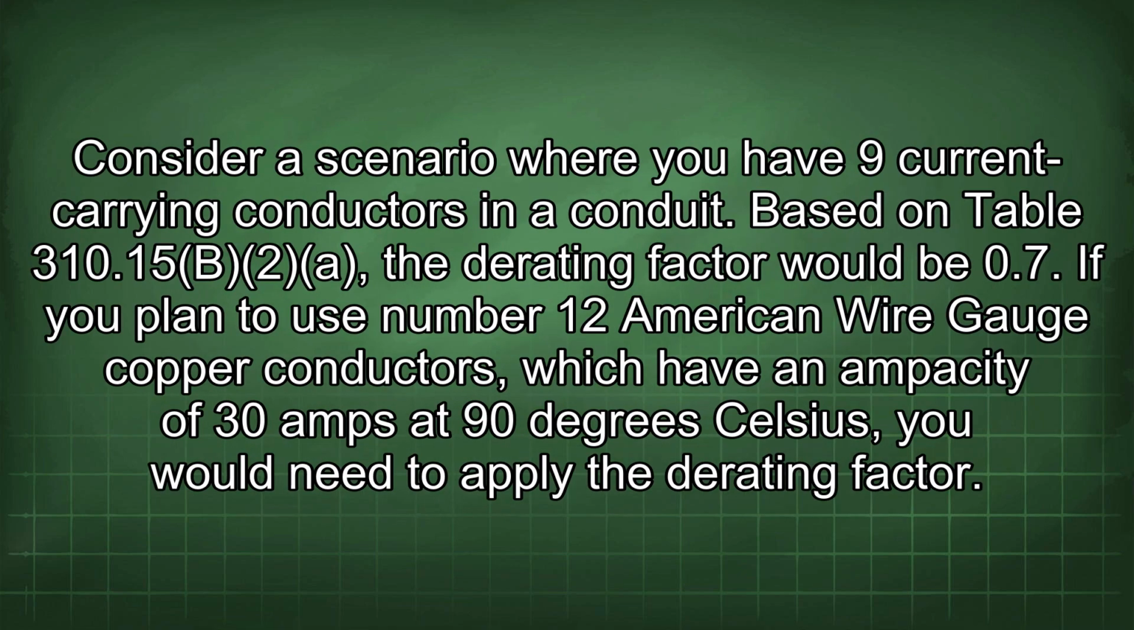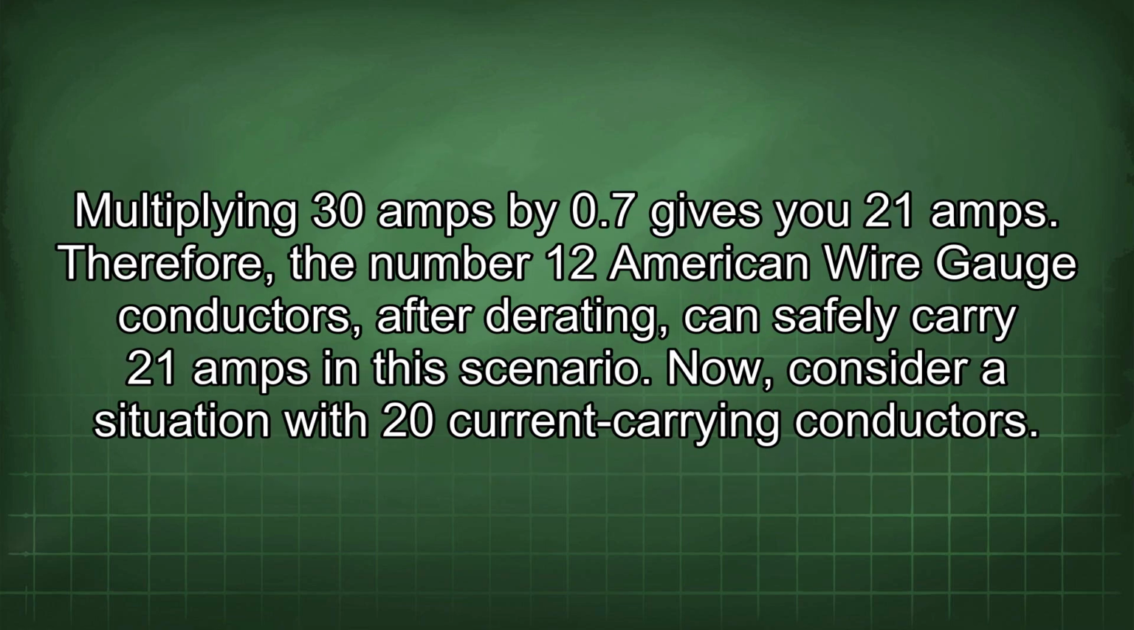Consider a scenario where you have 9 current-carrying conductors in a conduit. Based on Table 310.15(B)(2), the derating factor would be 0.7. If you plan to use number 12 American wire gauge copper conductors, which have an ampacity of 30 amps at 90 degrees Celsius, you would need to apply the derating factor. Multiplying 30 amps by 0.7 gives you 21 amps. Therefore, the number 12 American wire gauge conductors, after derating, can safely carry 21 amps in this scenario.